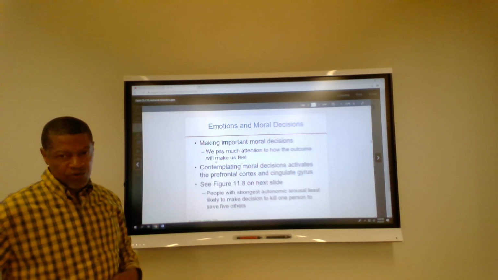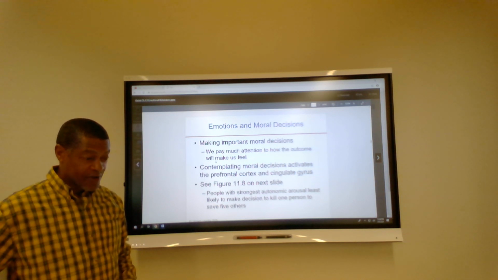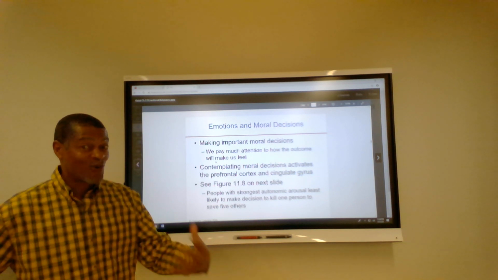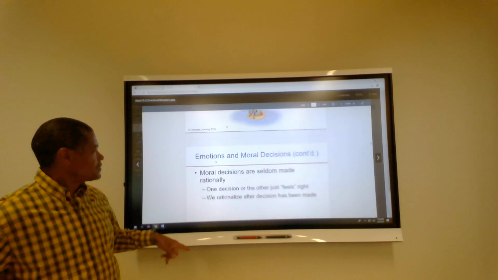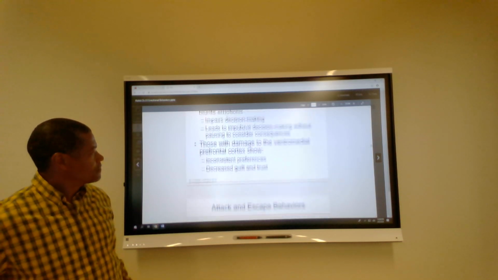We won't go into the moral decisions component, but it just talks about there's opportunities in the brain for people to be able to say what they should and shouldn't do and have some morals behind it. But I don't know if you ever heard of, I don't think they talk about it here, but Phineas Cage.